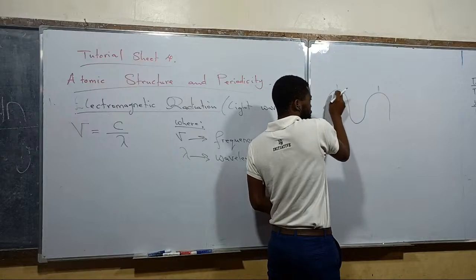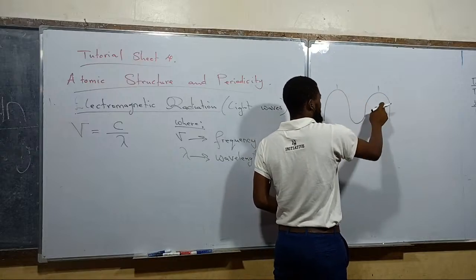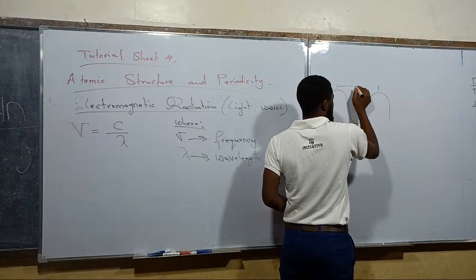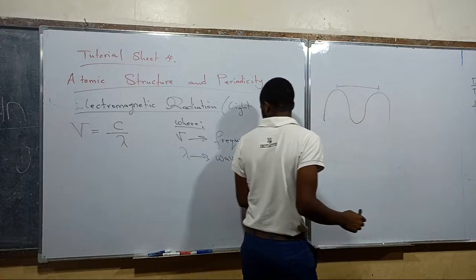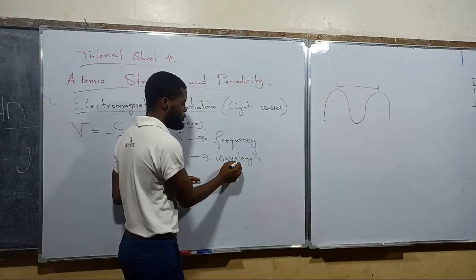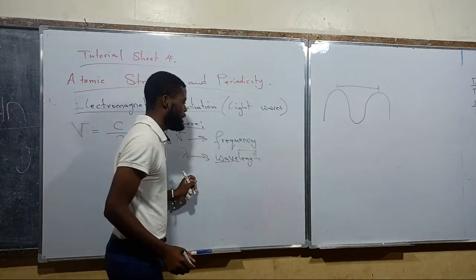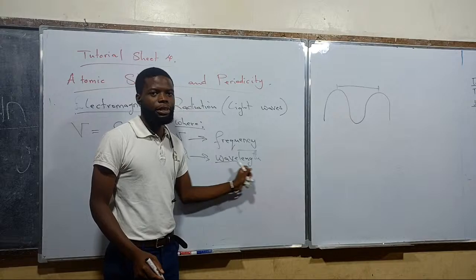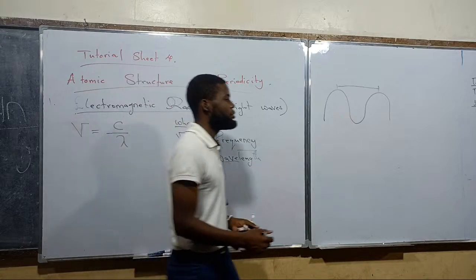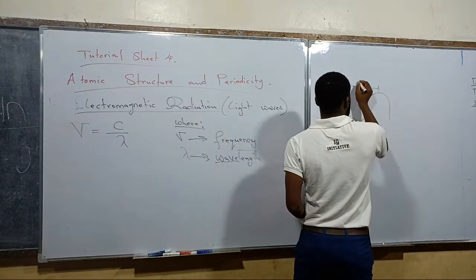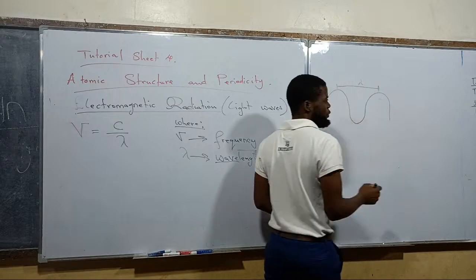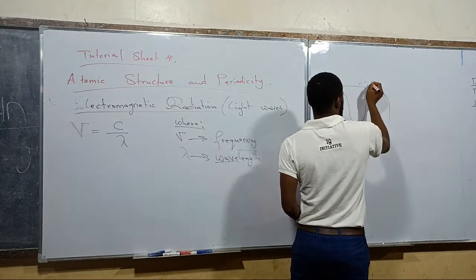So now the distance between the highest points of a wave is called what? Wavelength. Check out, it consists of two terms, wave and length, meaning it's just the length of a wave. So wavelength is just the distance between two consecutive peaks of a wave. The units of wavelength are supposed to be what?